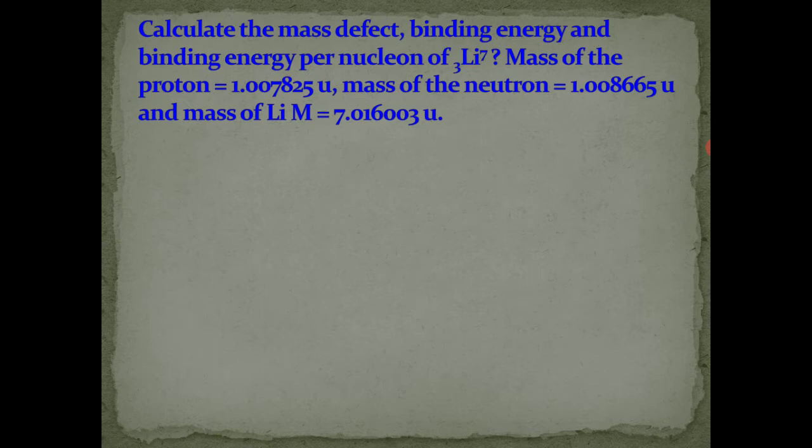1.007825, and mass of the neutron 1.008665 AMU, and mass of the lithium, actual mass, that is 7.016003 AMU. So if you want to find out the binding energy per nucleon, we should identify the binding energy first. To get the binding energy, compulsory we should have mass defect, so delta M.